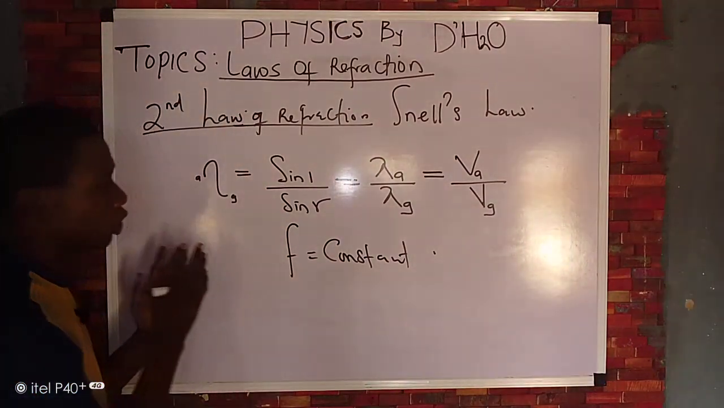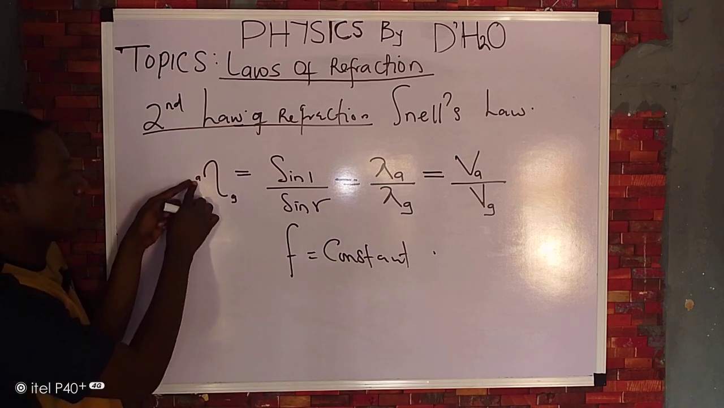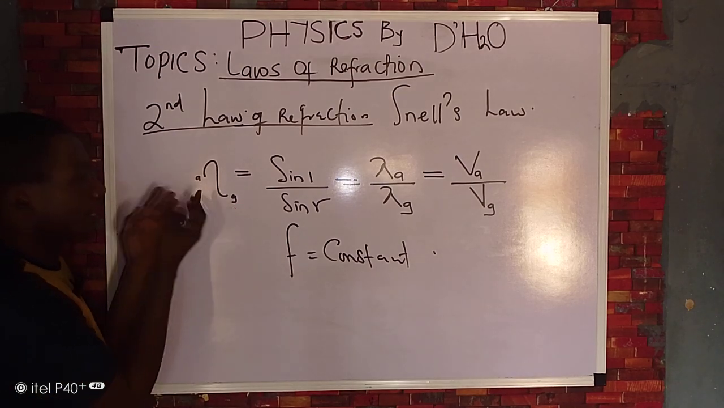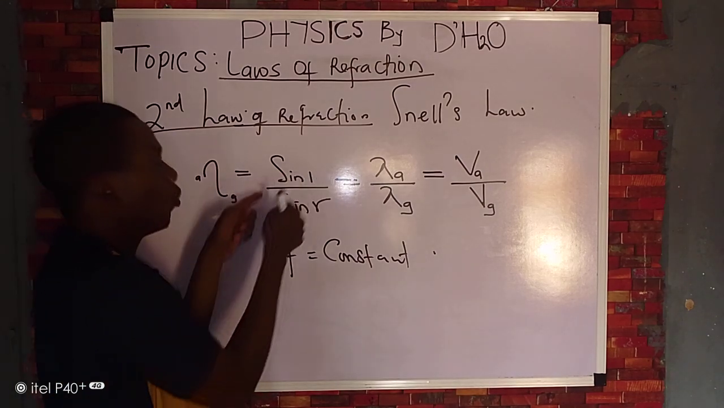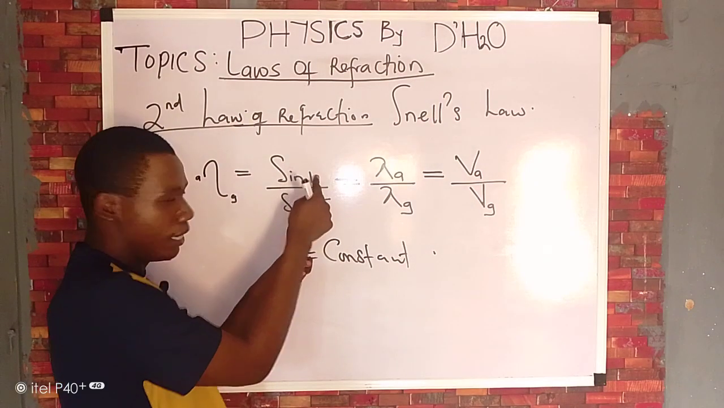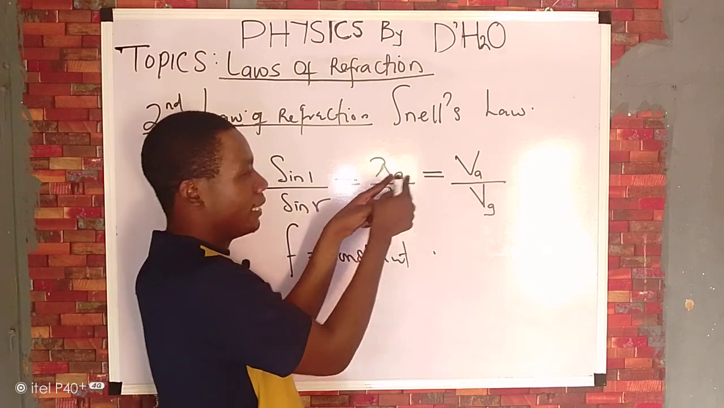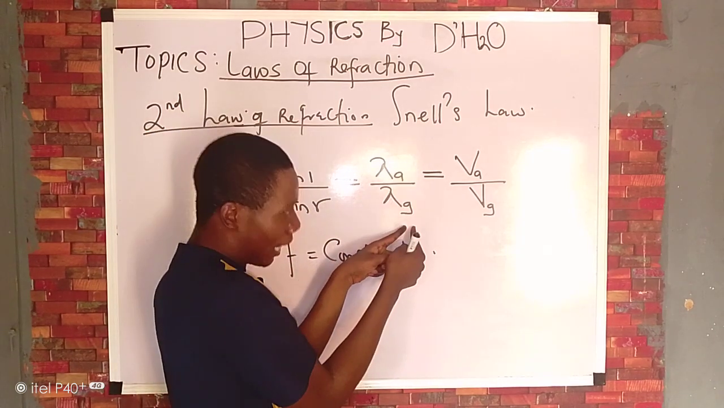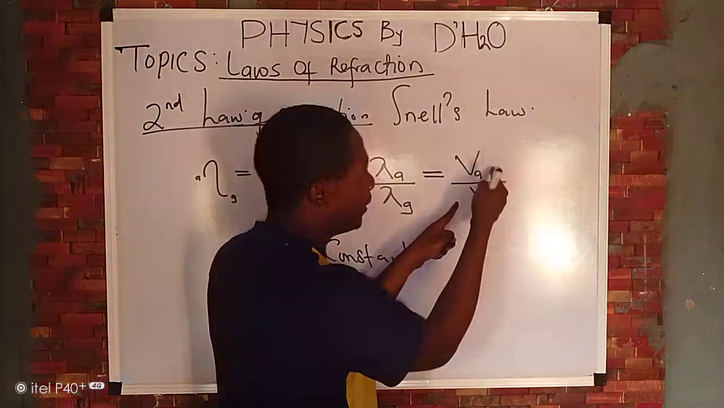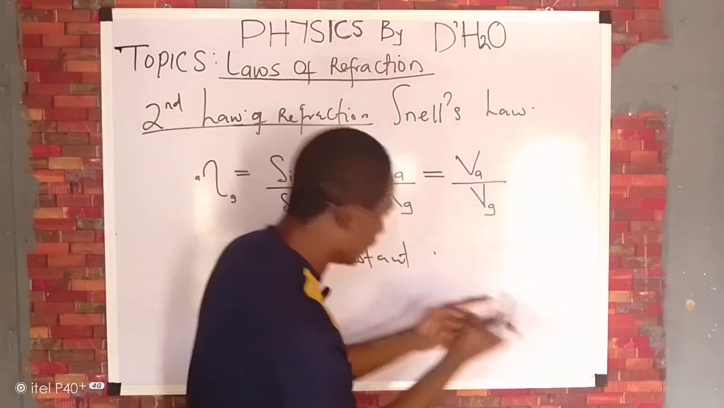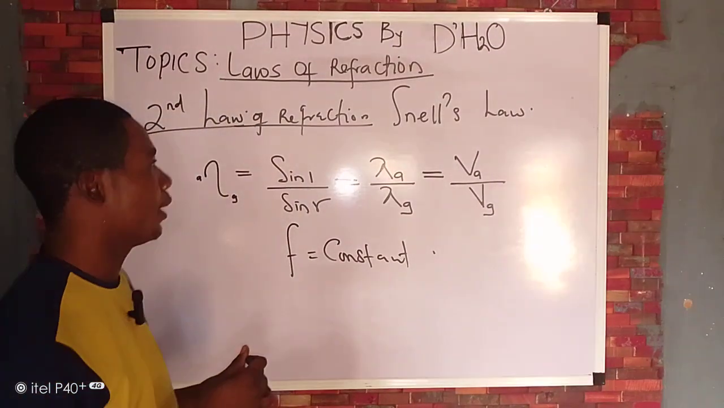Okay, so please take note of this important formula. This is when light moves from air to glass. So this is the refractive index of glass. You have sine i over sine r, angle of incidence over angle of refraction, wavelength of light in air over wavelength of light in glass, speed of light in air over speed of light in glass. Take note of that, okay?